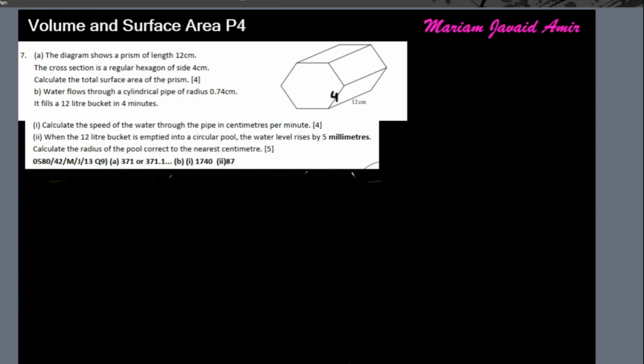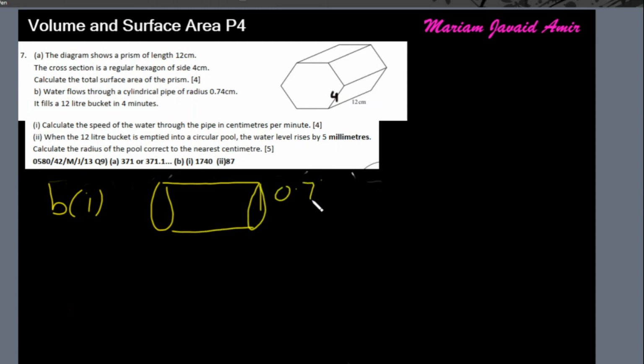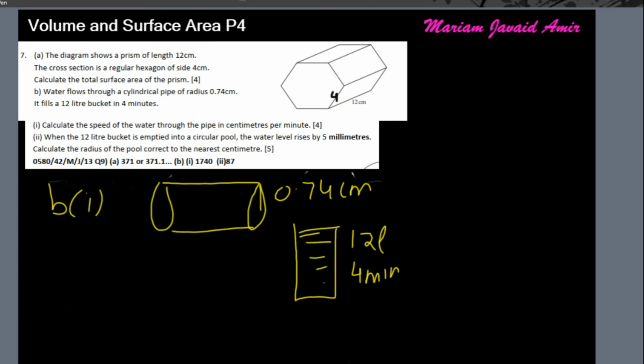Next part is part B. Water flows through a cylindrical pipe of radius 0.74 centimeters. It fills a 12-liter bucket in 4 minutes. So there's a 12-liter bucket that's completely filled in 4 minutes. Calculate the speed of water through the pipe in centimeters per minute.